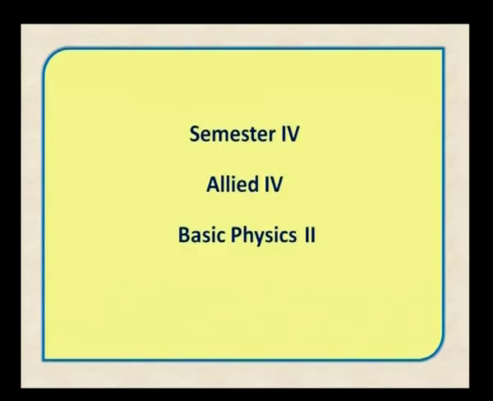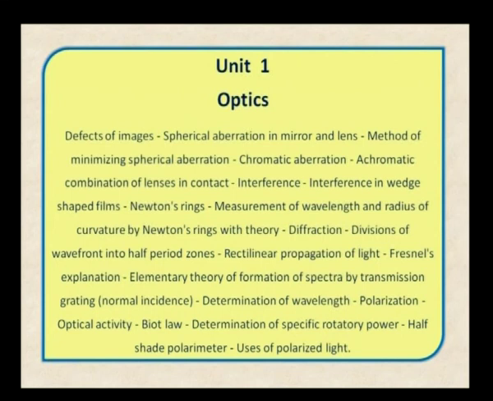Welcome to the UGC lecture series in applied electronics. We have been going through a course of lectures on defects of images. This lecture is intended for the 4th semester students who are doing applied electronics. This particular topic comes under the paper Basic Physics 2, and we have been going through what is called chromatic aberration, which is one of the defects.